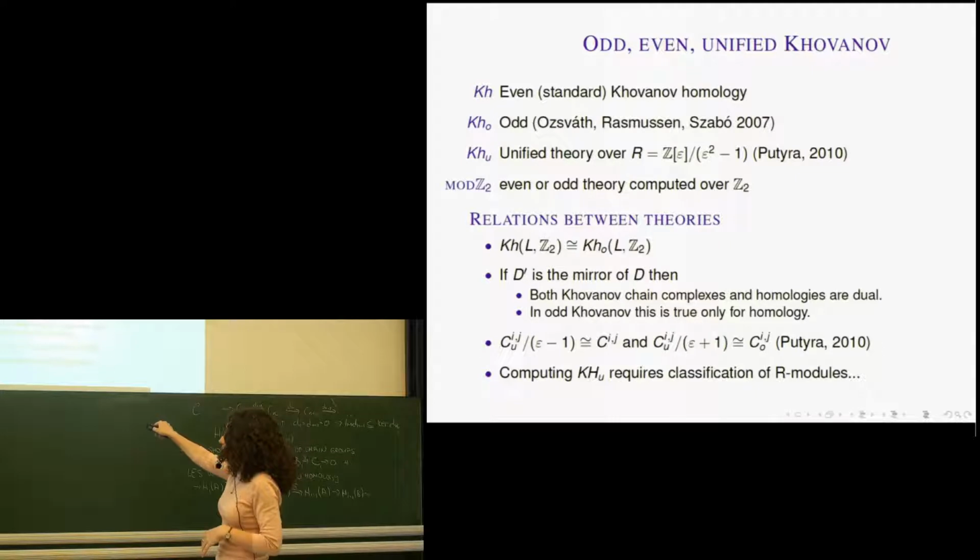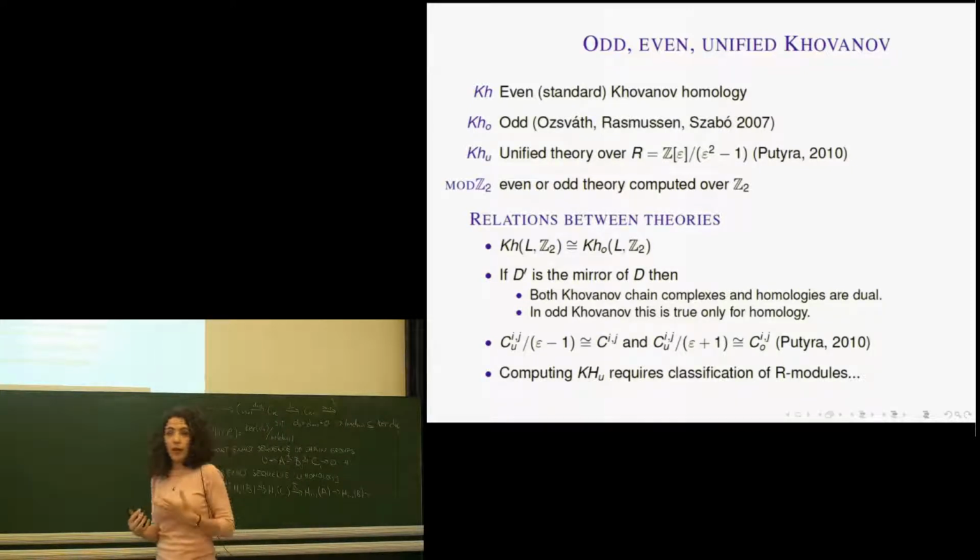So actually, if you want to relate those, let me just jump here. You can actually see that if you compute the unified chain complex over ξ minus 1, you get the standard even chain complex, Khovanov chain complex, and otherwise you get odd. So unified theory actually contains both standard Khovanov homology and odd homology.